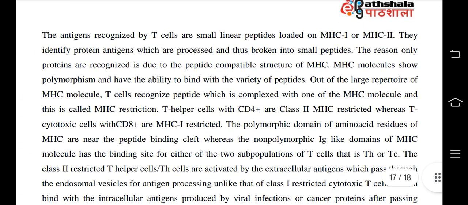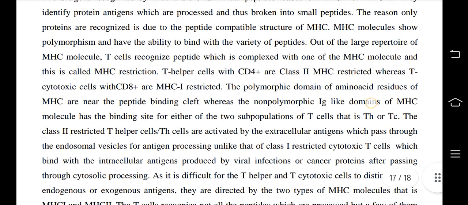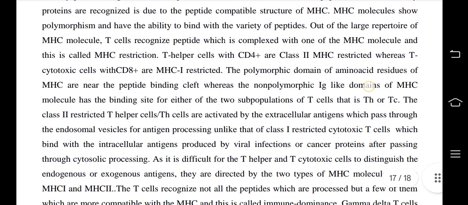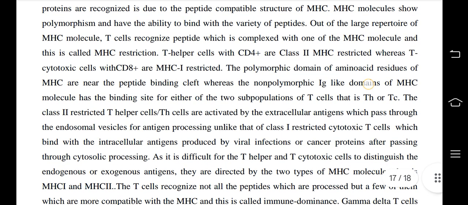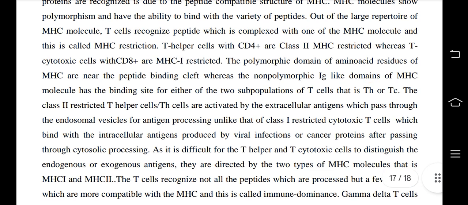Properties of antigen recognized by T cell. The antigens recognized by T cells are small linear peptides loaded on the MHC1 or MHC2. They identify protein antigens which are processed and thus broken into small peptides. The reason only proteins are recognized is due to the peptide compatible structure of MHC. MHC molecules show polymorphism and have the ability to bind with a variety of peptides. Out of the large repertoire of MHC molecules, T cells recognize peptides which are complexed with one of the MHC molecules, and this is called MHC restriction.